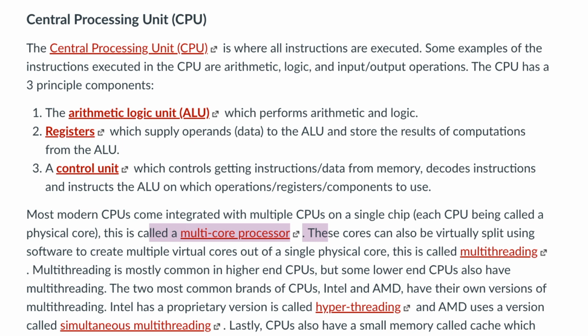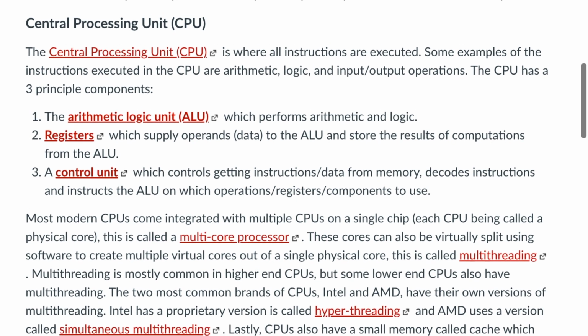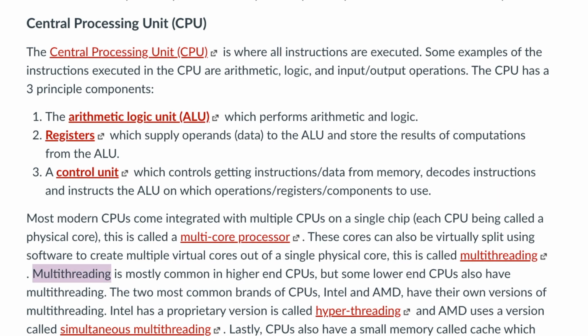Multi-core processors are very common, and almost every processor on the market is a multi-core processor. Multi-threading, on the other hand, is more commonly used in higher-end CPUs, but there are still some lower-end CPUs that do have multi-threading. Intel and AMD, the two most popular brands of CPUs, have their own versions of multi-threading. Intel has a proprietary version called hyper-threading, and AMD has a version called simultaneous multi-threading.